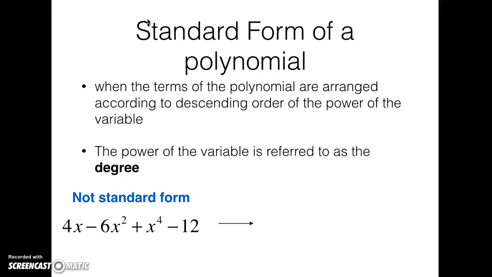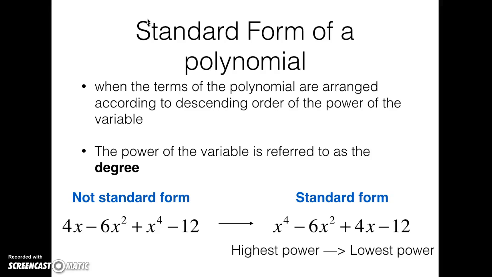To write it in standard form, we'll put them in descending order. Highest power comes first to the lowest power. X to the fourth minus 6x squared plus 4x minus 12 is in standard form because it goes from the highest degree, x to the fourth, to the lowest degree, the constant, which is minus 12.